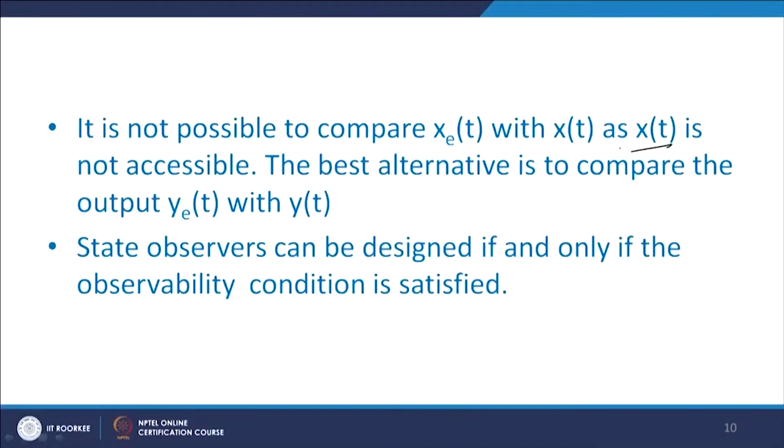So, we have already seen that we require the error between x and x hat to be minimum. It is not possible to compare x hat of t with x of t, as x of t is not accessible. The best alternative is to compare the output y of t with y hat of t, and a state observer can be designed only if the observability condition is satisfied. So, whatever we have discussed has been reported in these 4 points.